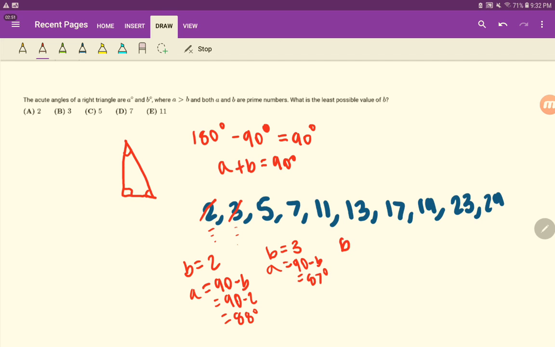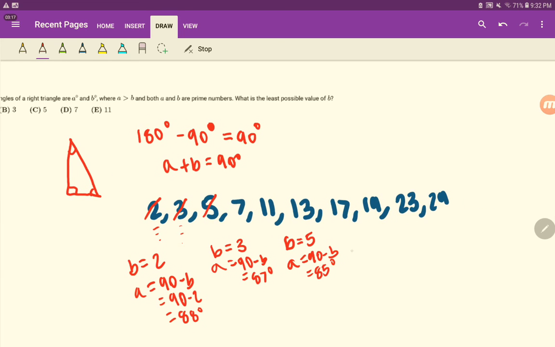Next, we try B is equal to 5. If we do this, A is equal to 90 minus B, which is just 85 degrees. However, 85 is also not prime, because 85 is divisible by 5 and 17, as well as 1 and 85. Thus, we can also rule out 5.